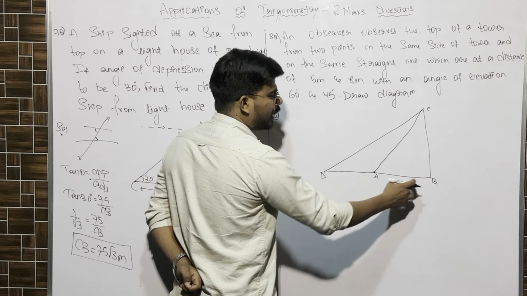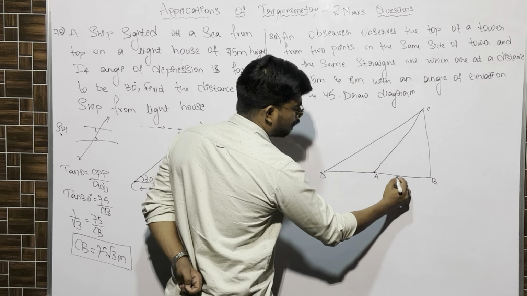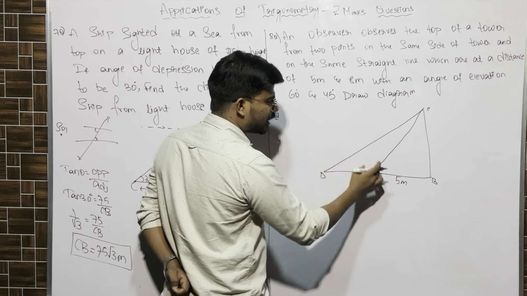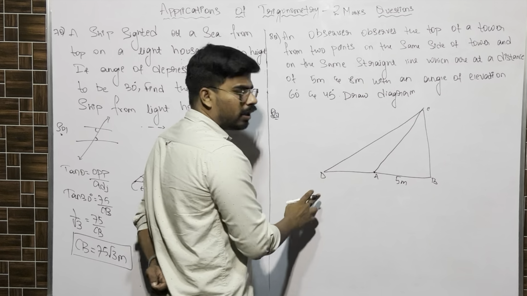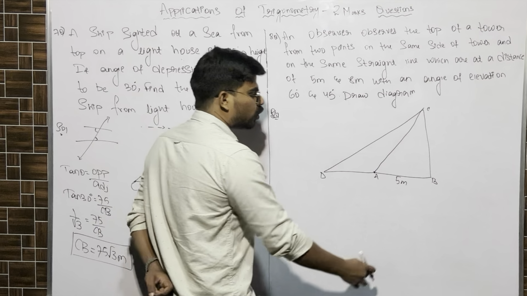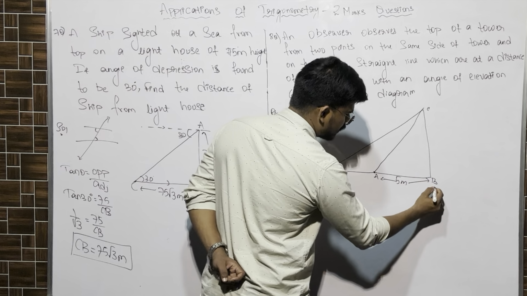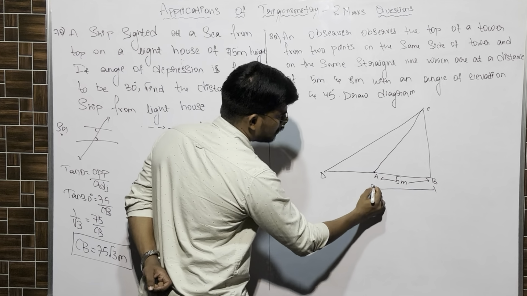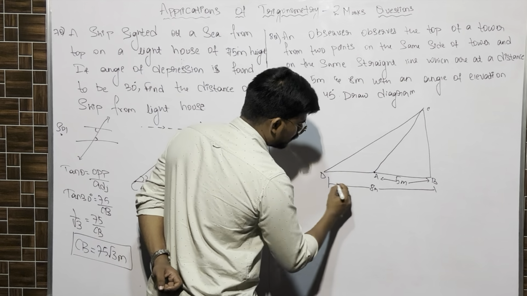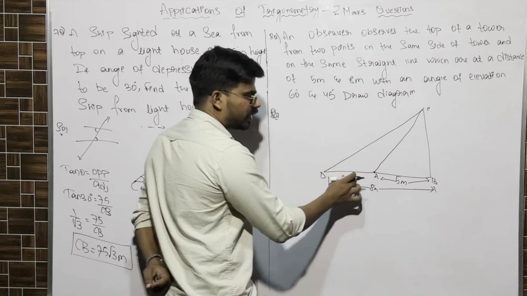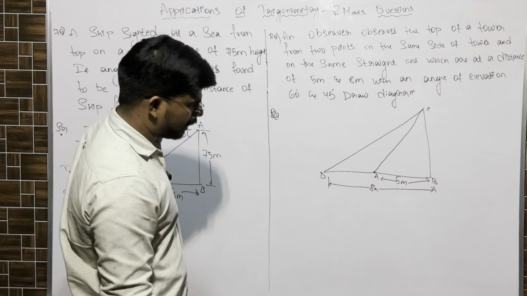Now distance B to A. How much is the distance? 5 meter. 8 meter in the sense from B to D or A to D? B to D. Total from the foot of the tower he has given. This distance is 5 meter. This total distance is 8 meter. From here 3 meter, that is not required, but 3 meter is the right answer.